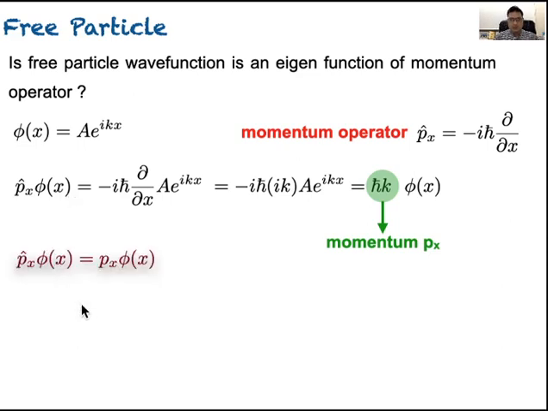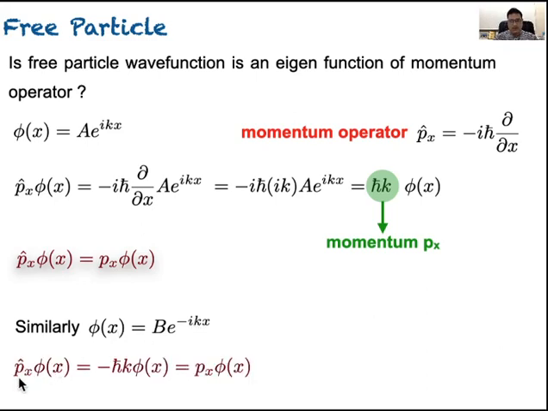Okay, so we have verified that phi of x is an eigenfunction of the momentum operator with eigenvalue p of x. Similarly, we can show that another solution of the free particle, b times e to the power minus i kx, is also an eigenfunction of the momentum operator, but this time the eigenvalue is minus h cross k.